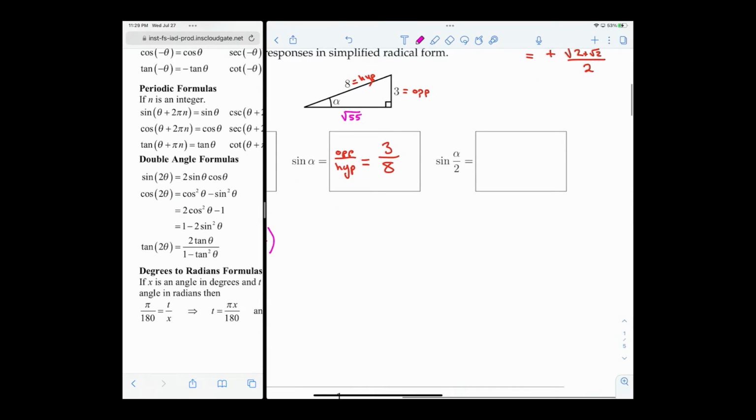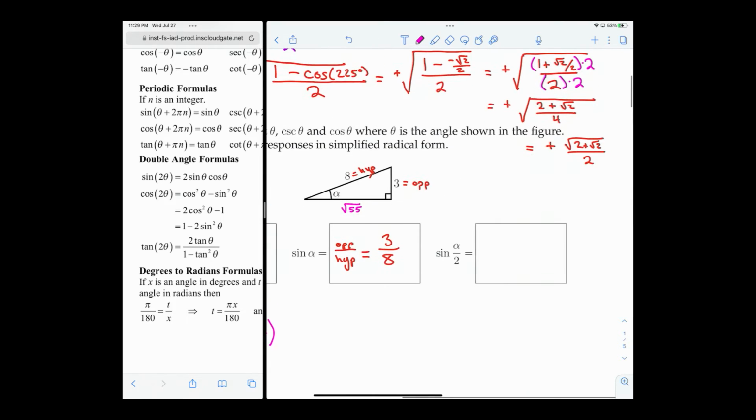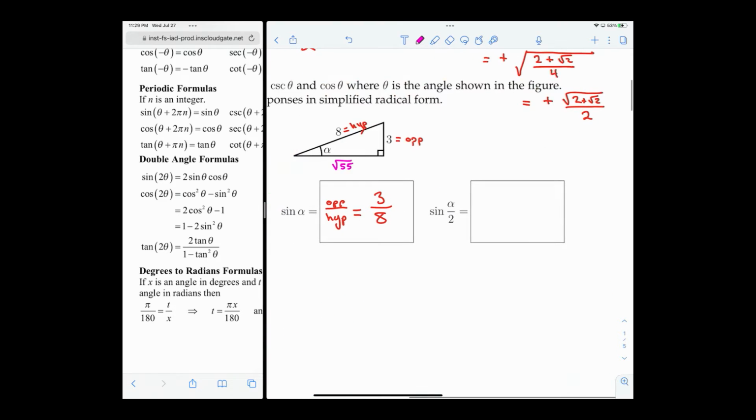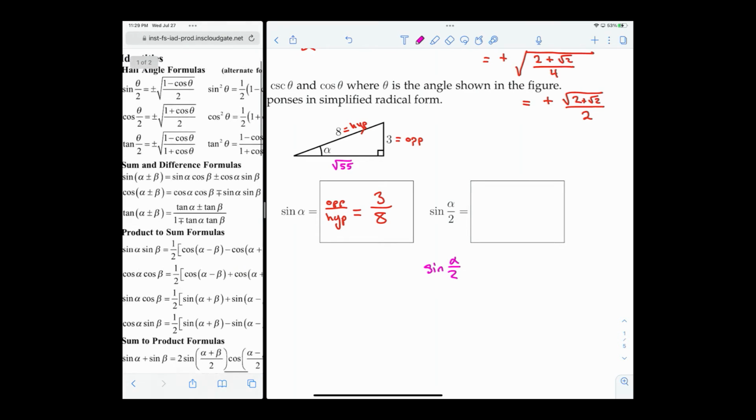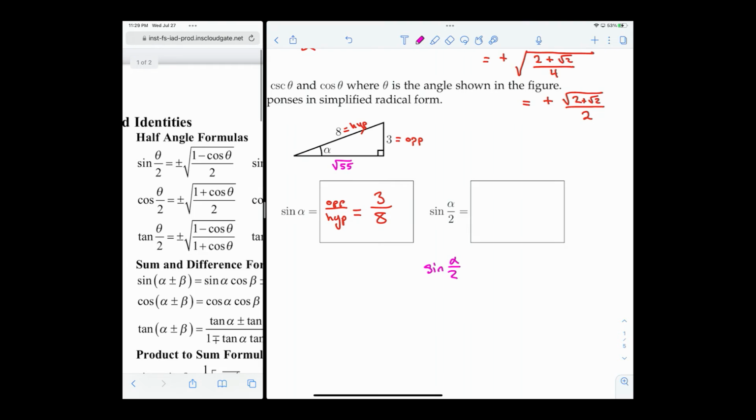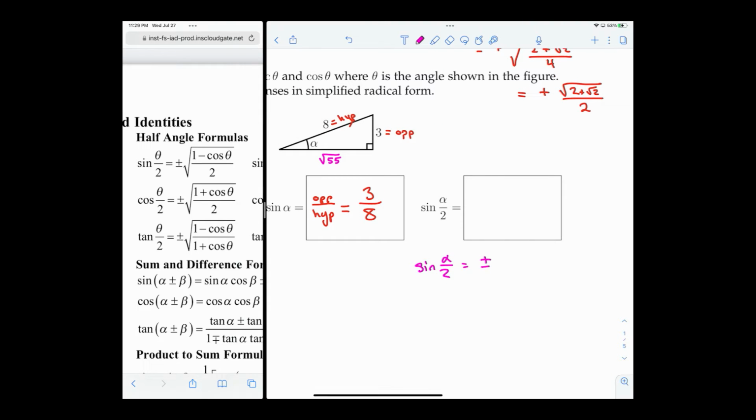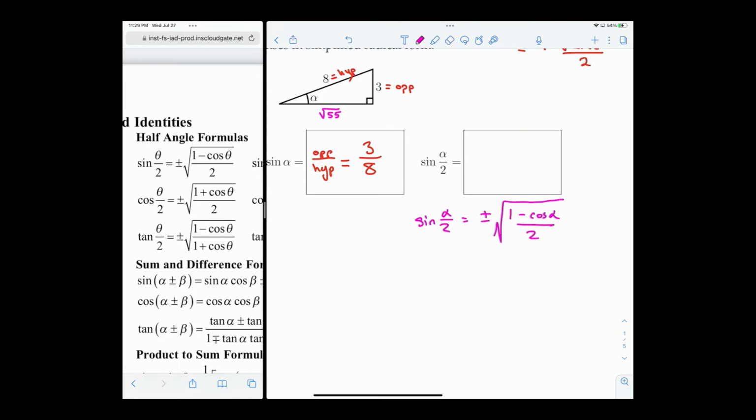Coming back over here to sine alpha over 2, that's going to be the same formula that we just used in the previous problem. So sine alpha over 2 will be, according to the half angle formula, plus or minus square root of 1 minus cosine alpha over 2. This is a triangle, and on a triangle, the sine and the cosine and everything should be positive. Also, alpha over 2 is even smaller than alpha. There's no negative numbers here, is what I'm getting at.